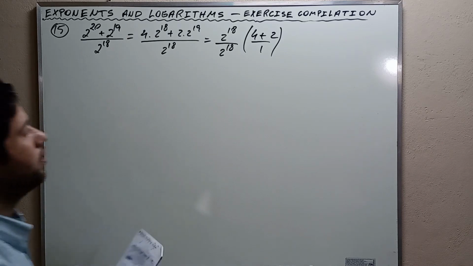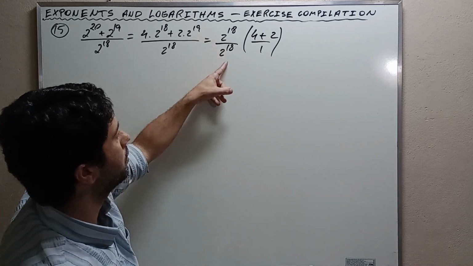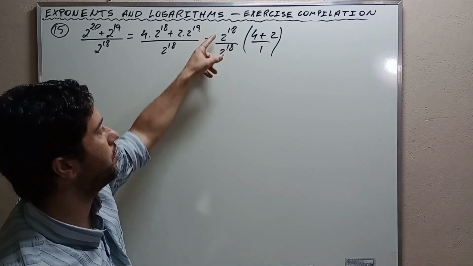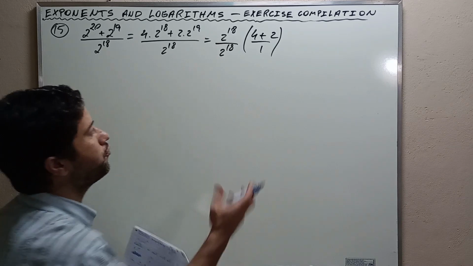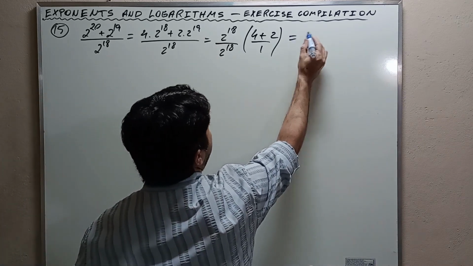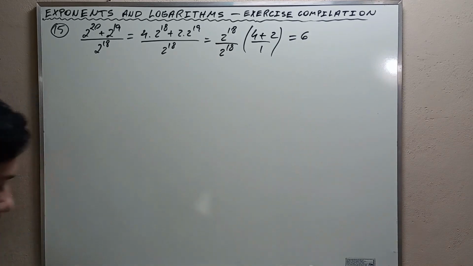And we simply cancel here. This divided by this is 1, and 4 plus 2 is 6, my friends. And this is the solution of the exercise. How about exercise 16 now?